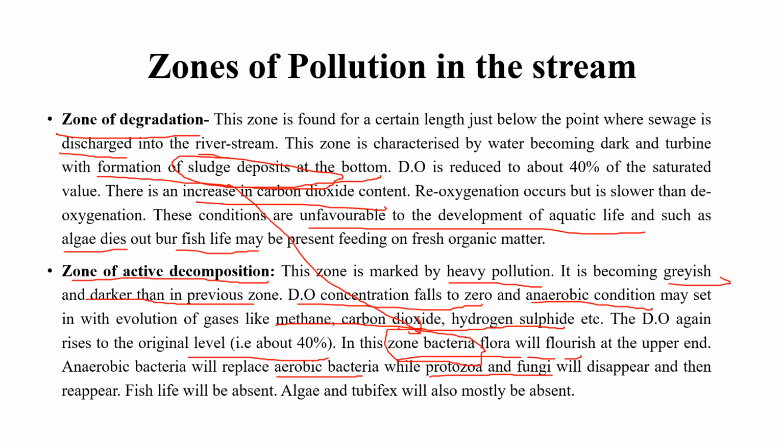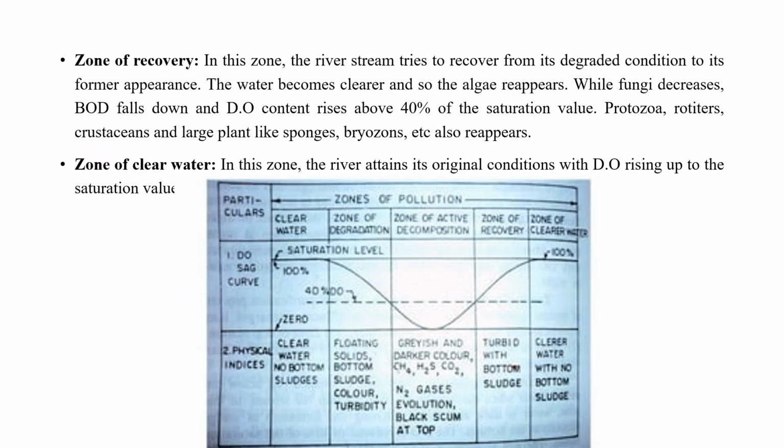So this is the zone of active decomposition. This zone will only help the zone of recovery. So this is the major zone that takes place. Okay, so here we go for the zone of recovery. In this zone, the river stream starts to recover from its degraded conditions to its former appearance.